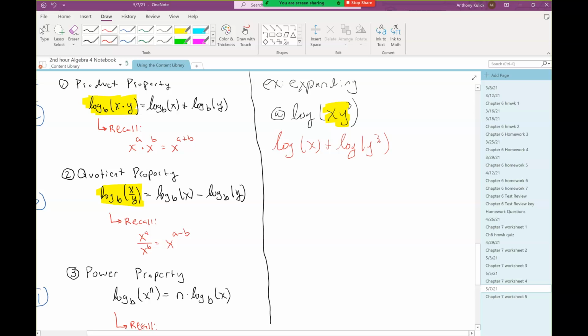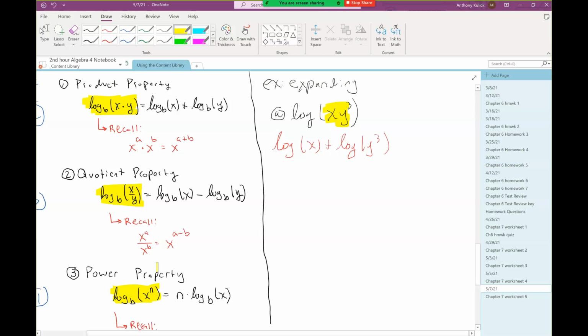And now if I look inside, I see no more product properties. There's no more multiplication going on. So now I'm going to look at my power properties. So once you already chose the product property, you keep choosing different ones, so you have to go through all three of them? Yes. We want to do all of them that we can.